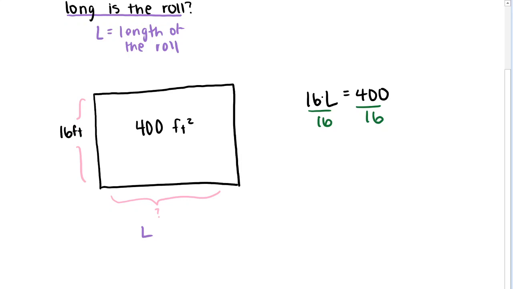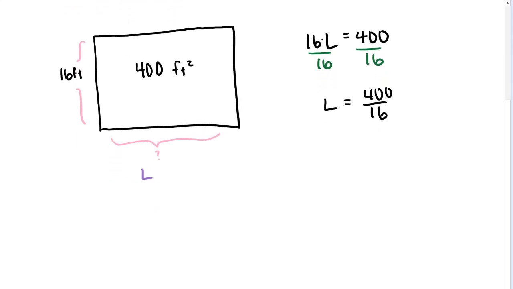If 16 times L is really the same value as 400, well, 16 times L divided by 16 is the same as 400 divided by 16. And you know, if we multiply by 16 and divide by 16, that undoes one another, and we're just left with L, the value we're interested in, and that's equal to 400 over 16. And now, you know, we can use the calculator, but maybe for this example, let's avoid it and let's try and figure this out without a calculator.